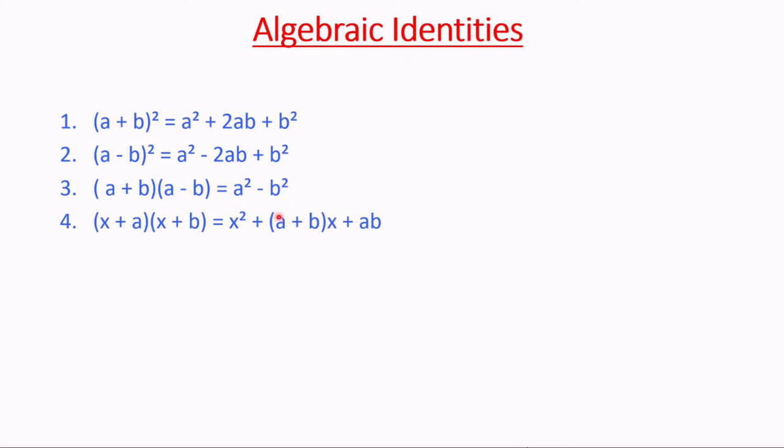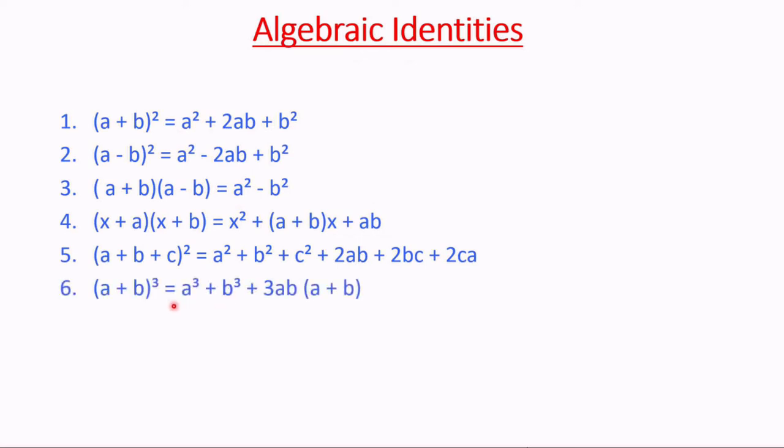All these four identities you have learned last year, and we have also solved so many questions by applying these identities. And we have learned some factorization also by using these identities. Now some more identities we have to learn this year. The first one is (a plus b plus c) the whole square, that is a square plus b square plus c square plus 2ab plus 2bc plus 2ca. You can see 2 is common in these three terms, so we can write it as a square plus b square plus c square plus 2 bracket ab plus bc plus ca.